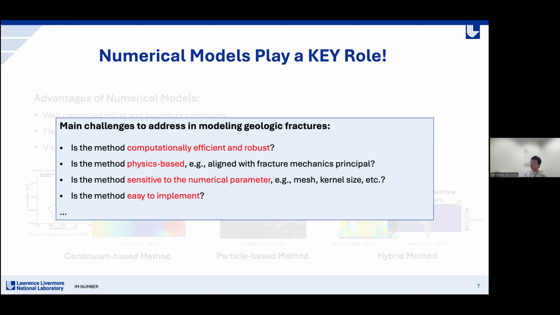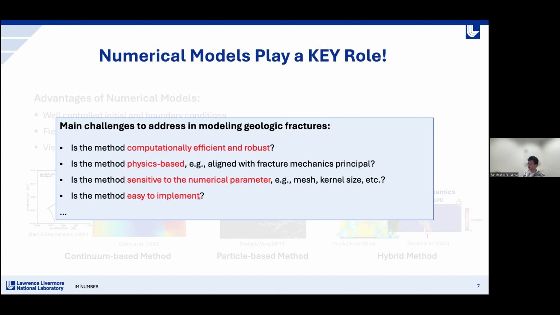For example, is the method computationally efficient and robust to deal with those fracture complexities? Is the method physics-based and reliable to model the fractures? Is the method able to give a unique solution regardless of the numerical parameters we set? And last but not least, is the method simple enough to implement?